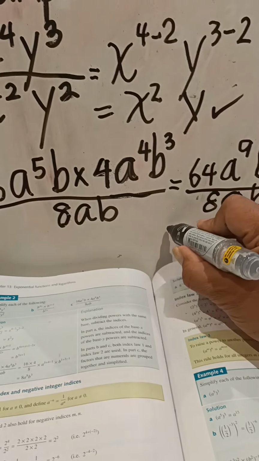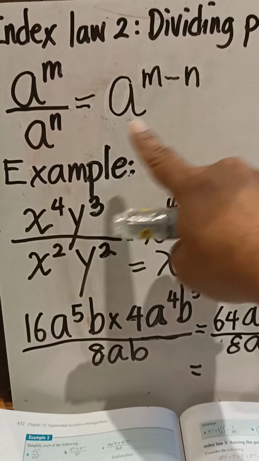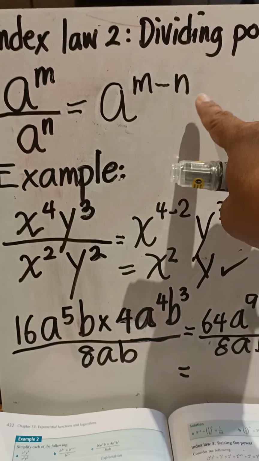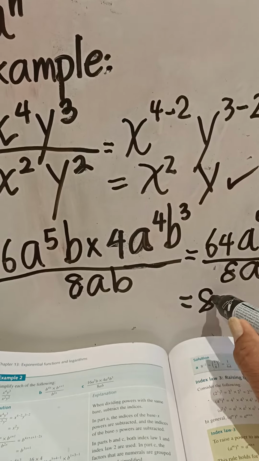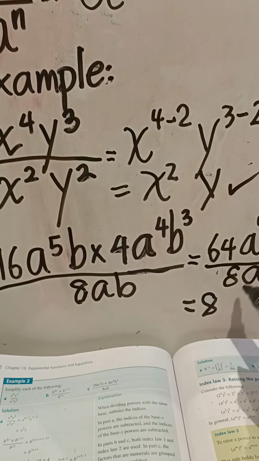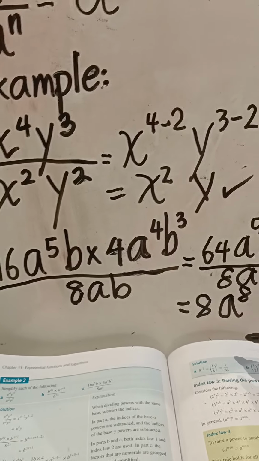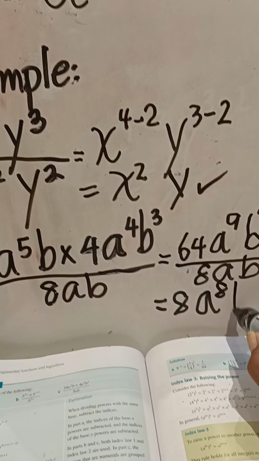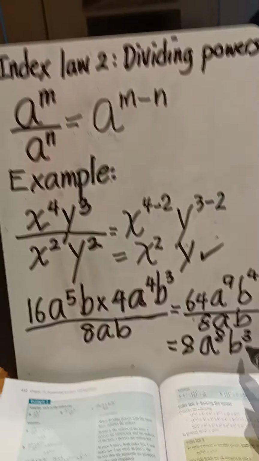8ab. Now at this point, you can use the law above, that a to the m divided by a to the n is equal to the base, and take the exponent of the numerator minus the denominator. So 64 divided by 8 will be 8. That's a to the 9 over a to the 1, which should be a to the 9 minus 1, which is 8. And b to the fourth over b to the 1 would be b cubed. And that will be the final answer for that.